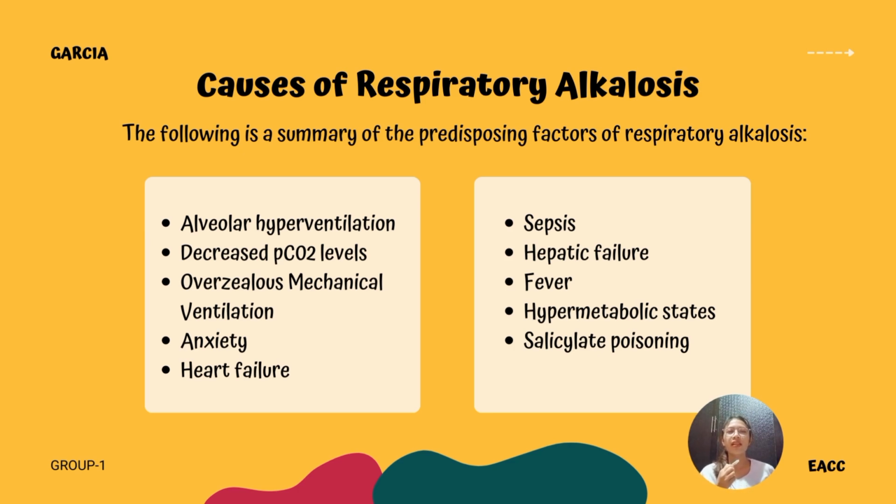So, sa causes naman ng respiratory alkalosis, the following is a summary of the predisposing factors ng respiratory alkalosis: alveolar hyperventilation, and then decrease naman yung partial carbon dioxide levels, overzealous mechanical ventilation, anxiety, heart failure, sepsis, hepatic failure, may fever, may hypermetabolic states, and salicylate poisoning.